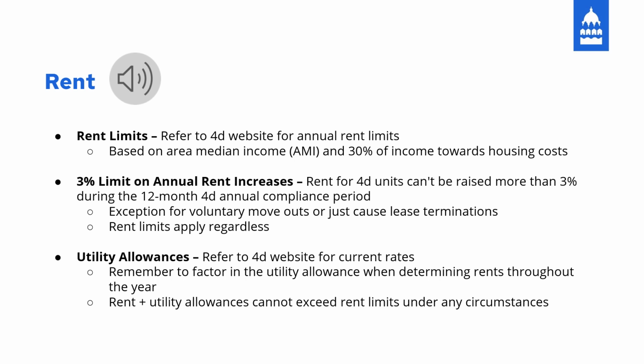The only exception to the 3% limit is for voluntary move-outs or just cause lease terminations. The rent limits apply regardless. For example, if a 4D unit's rent is nearing the limit and only 1.5% away from the limit, 1.5% would be the maximum allowable increase. This is because the rent limit is considered first, then the 3% limit on annual rent increases. Lastly, make sure to factor in utility allowances when comparing your rents to the rent limits. Rent and utility allowances together cannot exceed rent limits under any circumstances.